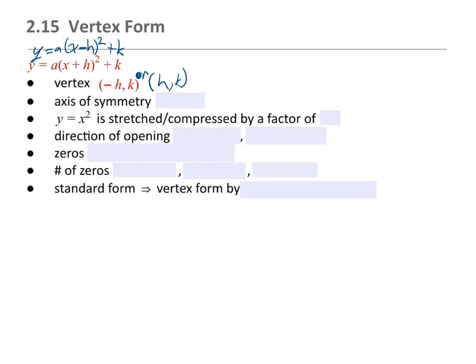I like to use minus h in my formula because then I remember that I have to make it equals 0. So if you have minus 8, then x is equal to 8 for your vertex. Axis of symmetry is going to be x equals negative h, or in blue, x equals h.